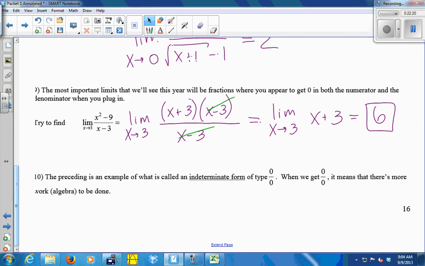So that example is something that we call an indeterminate form of the type 0 over 0. When you get 0 over 0, it just means there's more work to be done. By work, we mean algebra. Try to turn it into something that is not 0 over 0.